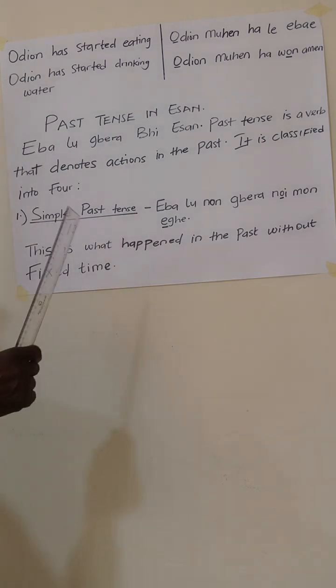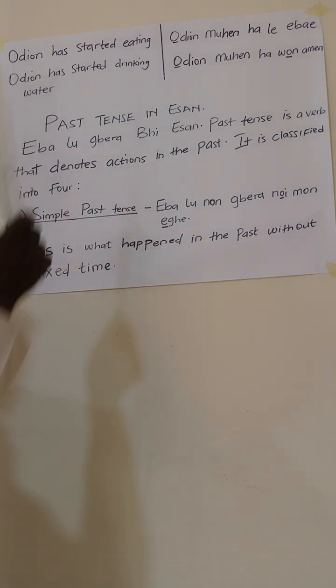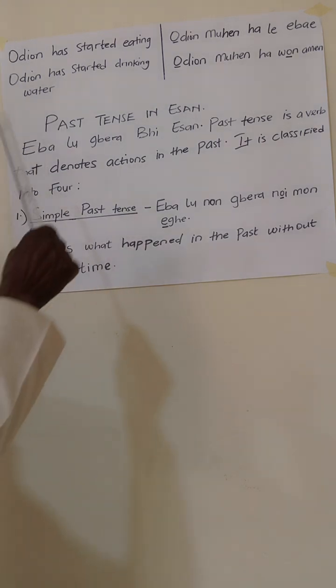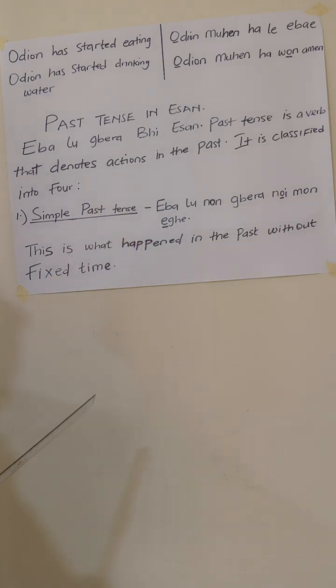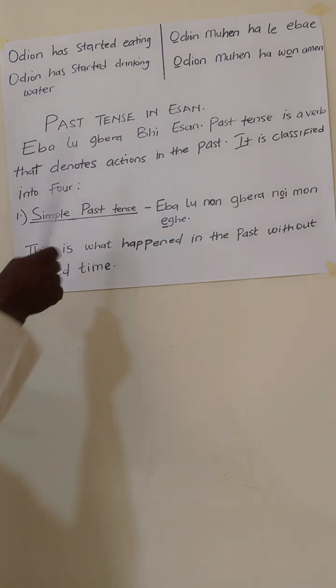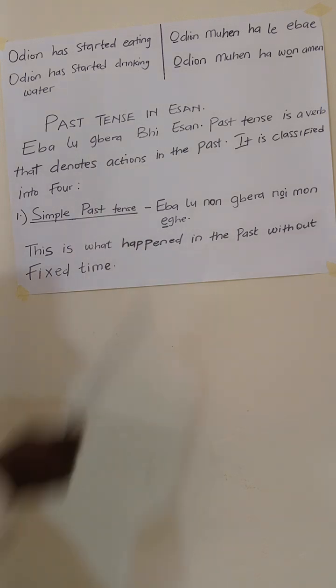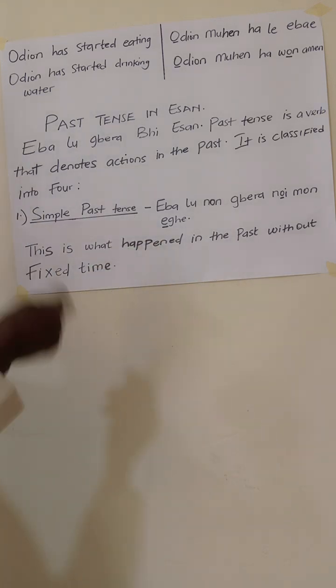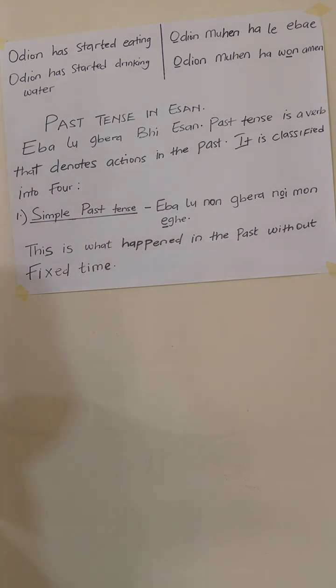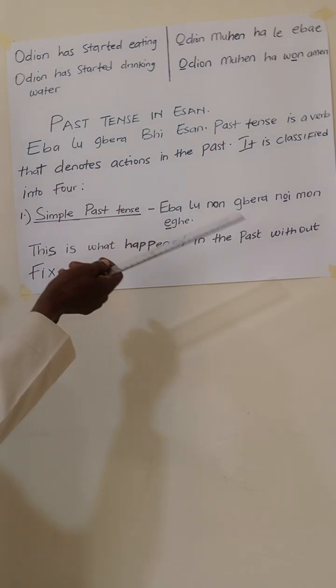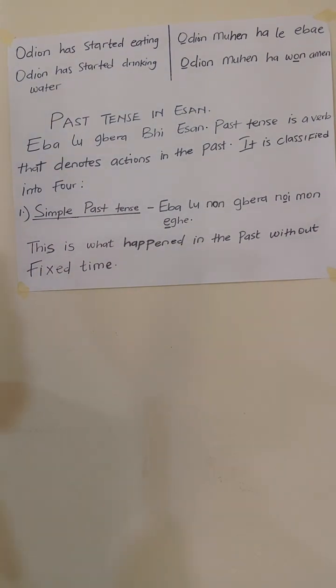Or say I wo kian. Odion has started eating. Odion muhe aleba. Odion has started drinking water. Odion muhe ha mame. Omuhe ha mame. Obase mwana mefo. Ona no say ewo mu. Oni present perfect continuous tense.